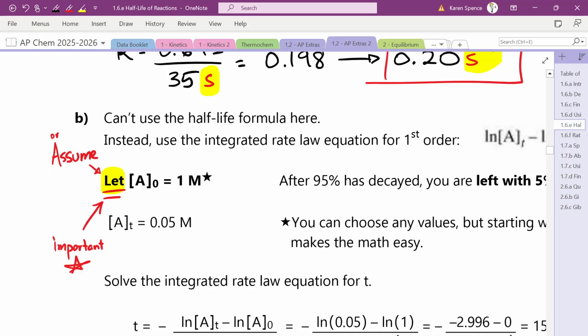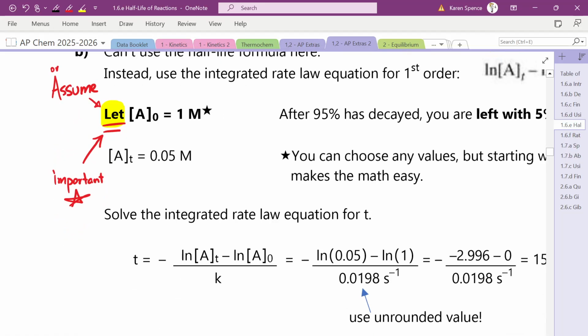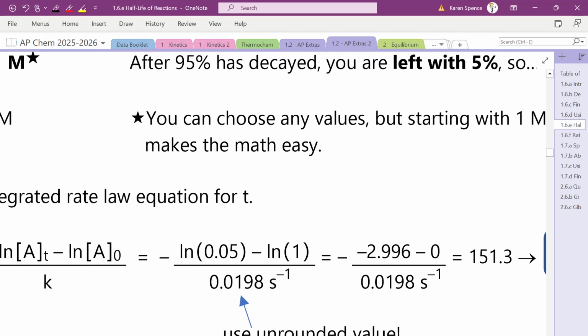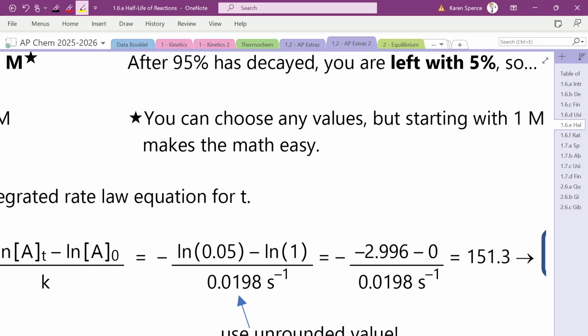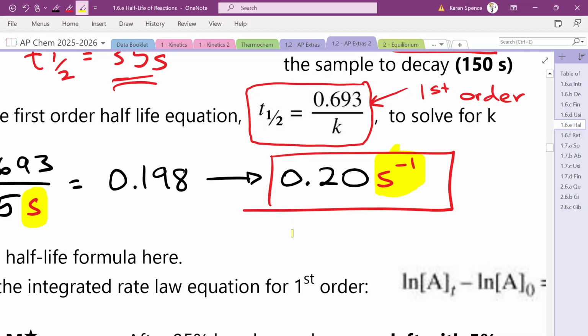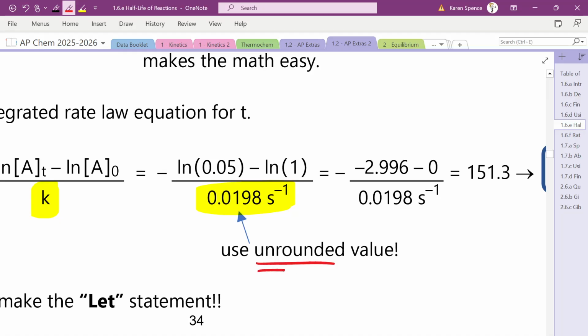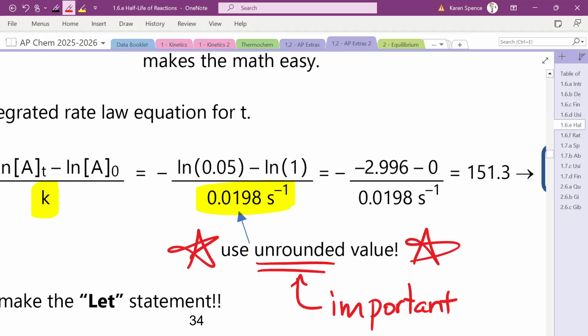Now, you can solve the integrated rate law for t, or you can plug the numbers in and then solve for t, but in this case, I solve for t. Let's plug in all our numbers. But the one thing I want you to notice is that for the k value, even though my answer for k was 0.2, am I using the 0.2 or am I using my unrounded value? Use the unrounded value. Again, this is important. Why is it important?